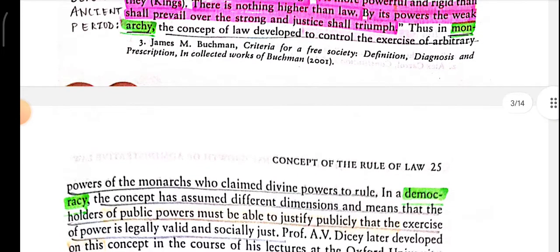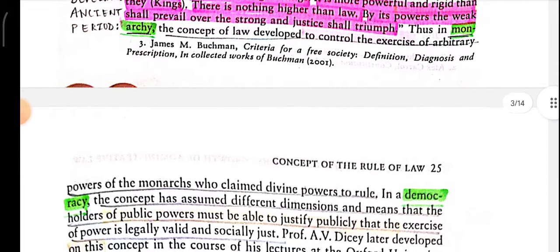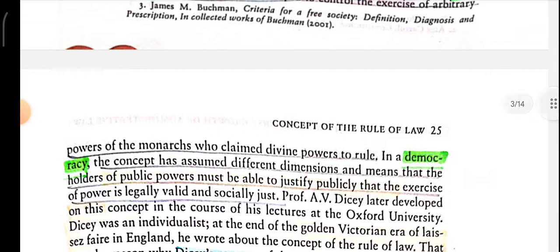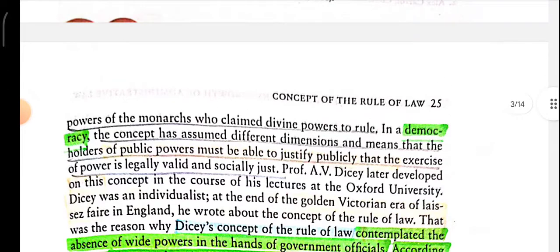The concept of law developed to control the exercise of the arbitrary power of the monarchs who claimed divine power to rule. In a democratic country like India, the concept has assumed different dimensions and means that the holders of public powers must be able to justify publicly that the exercise of power is legally valid and socially just. Professor A.V. Dicey, the pioneer of the rule of law, later developed on this concept in the course of his lecture at Oxford University.